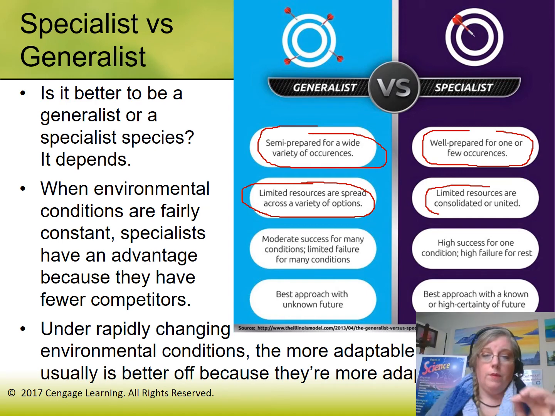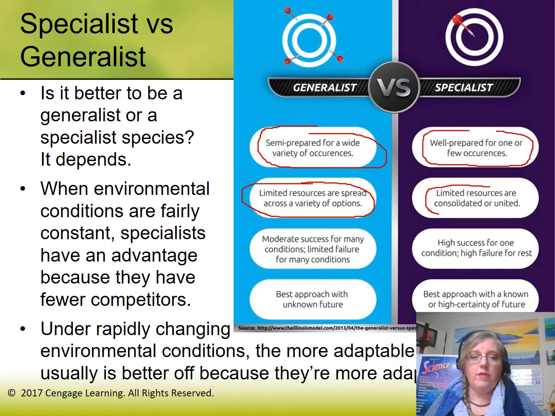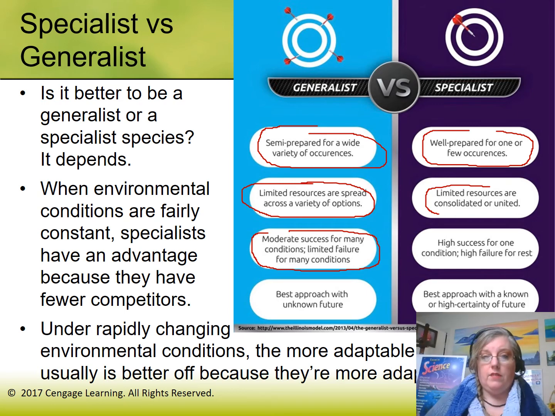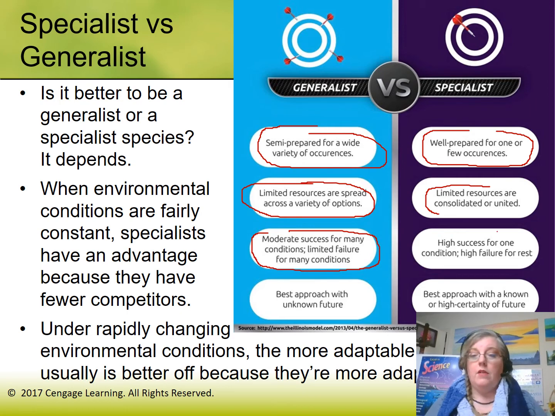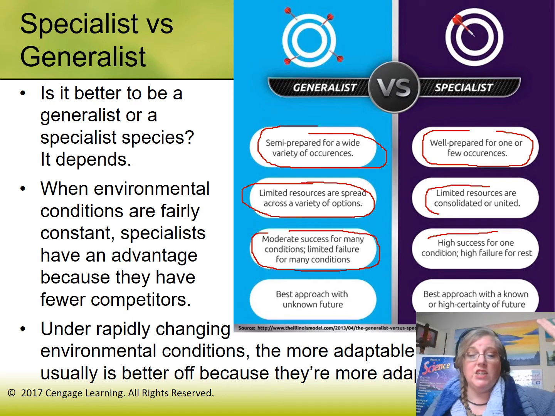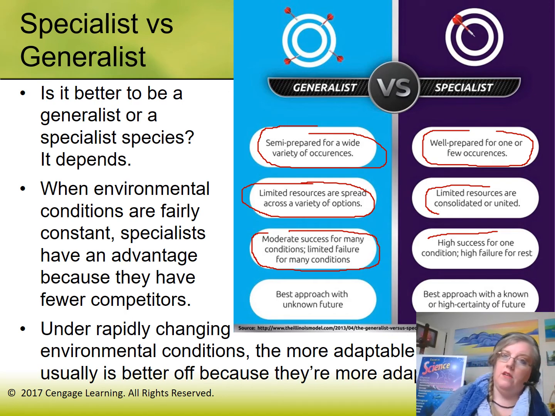The competition is lower. All right, then generalist, moderate success for many conditions, limited failure for many conditions. All right, so the losses and gains are moderate. They might succeed in a whole bunch of things, and they might fail at a whole bunch of things, but that leaves them in the ballpark of doing pretty good most of the time. Now look at the specialist: really, really high success in one condition, really, really high failure if that condition changes.